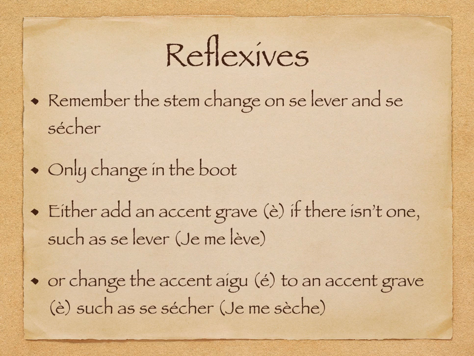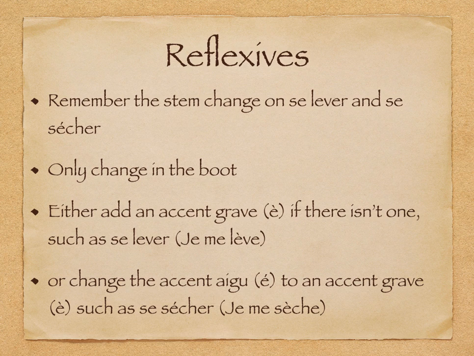We're going to do one of two things. Either if there is no accent, we're going to add an accent grave, which is the one that points down. This is what we do on se lever, since there is no accent on the original conjugation. Okay, so we have je me lève with an accent grave. But on nous nous levons, there will be no accent because it's outside of the boot.